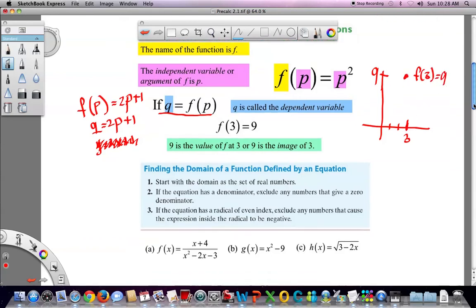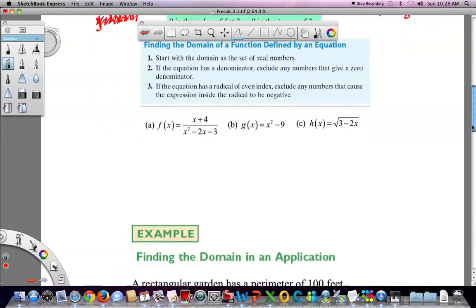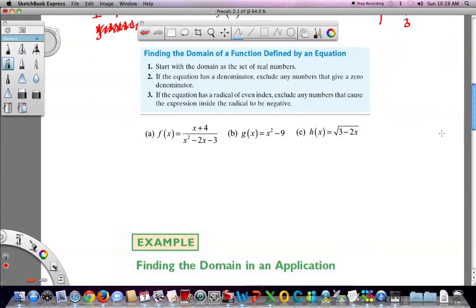Okay. Move into a little bit more algebraic stuff. So find the domain of a function defined by an equation. So domain deals with, here's a non-official definition of domain: x values you are allowed to use.